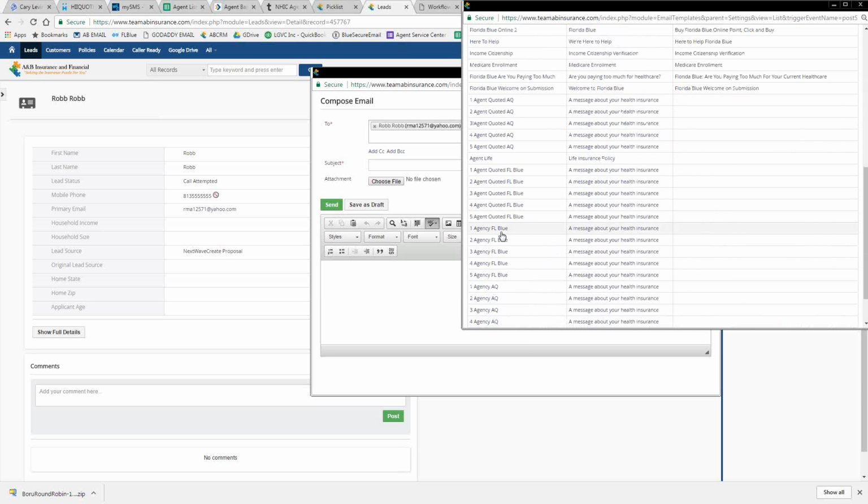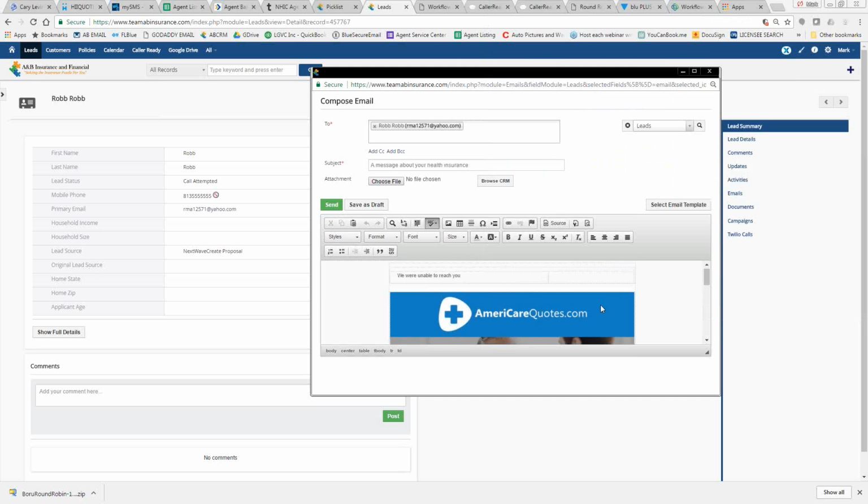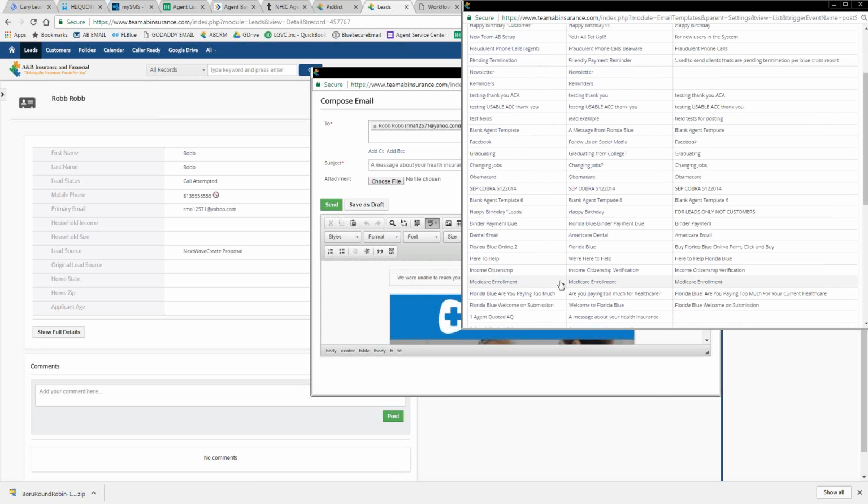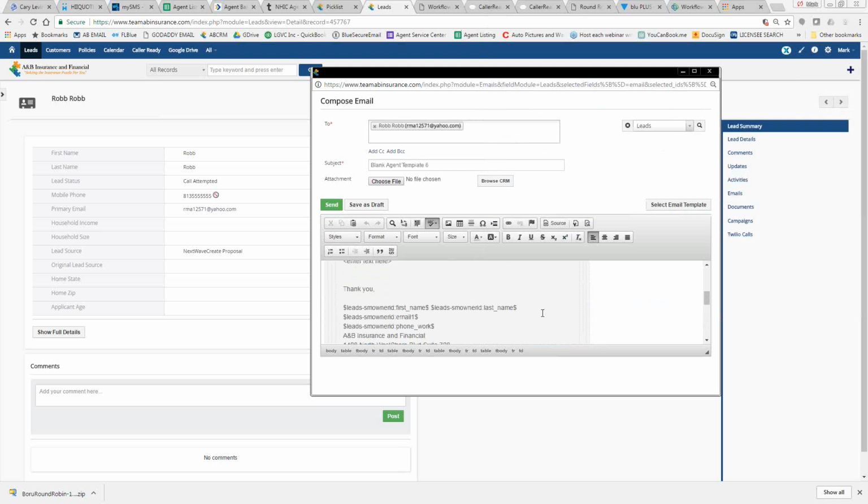Some are from Florida Blue. So if the lead is Florida Blue, if you're looking at the original lead source, it will be listed here. If it's AmeriCare quotes, you can select AmeriCare quotes. Now, I would prefer you to use the blank emails, because the blank emails will have all of your information at the bottom. Don't adjust this information, because I have to put the field tags in here. Then you can type an email above it.